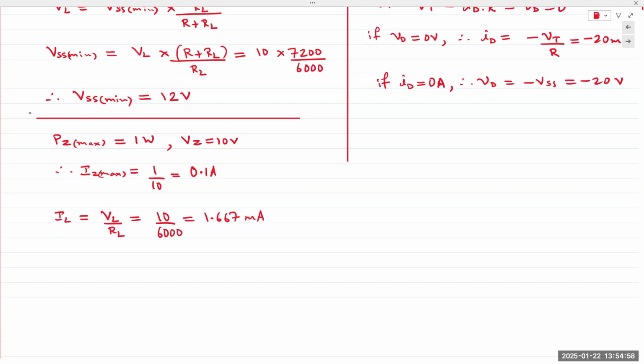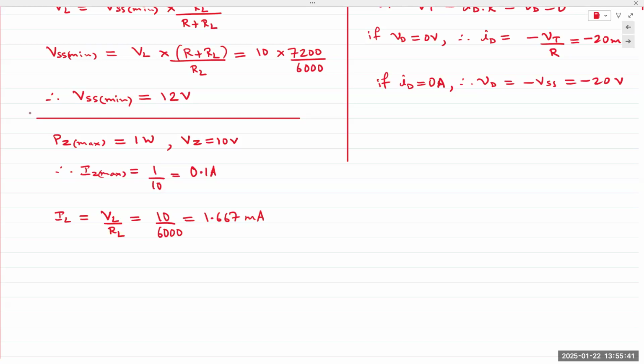Now at this point, I have the current flowing to the Zener. I have the current flowing through the load resistor. I know that the load current must be kept constant. That cannot change. That is the objective. So it has to remain at 1.667 milliamps. Any extra current that comes from the supply must go through the Zener, but that maximum limit is 100 milliamps. So that means that the maximum current that can come from the supply cannot exceed the sum of these two. Does that make sense to everyone?